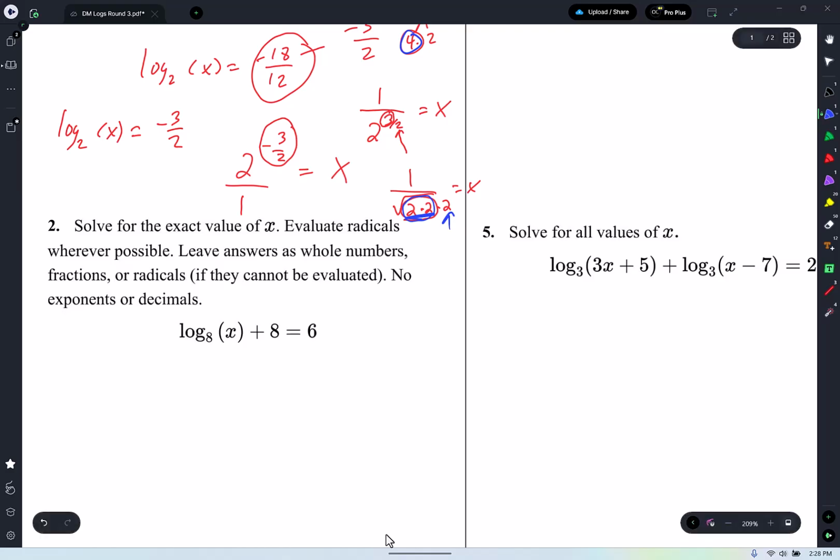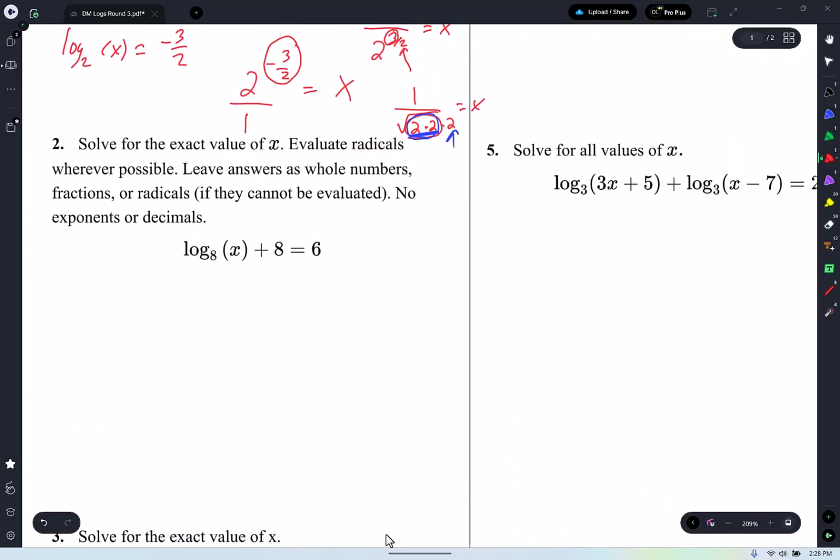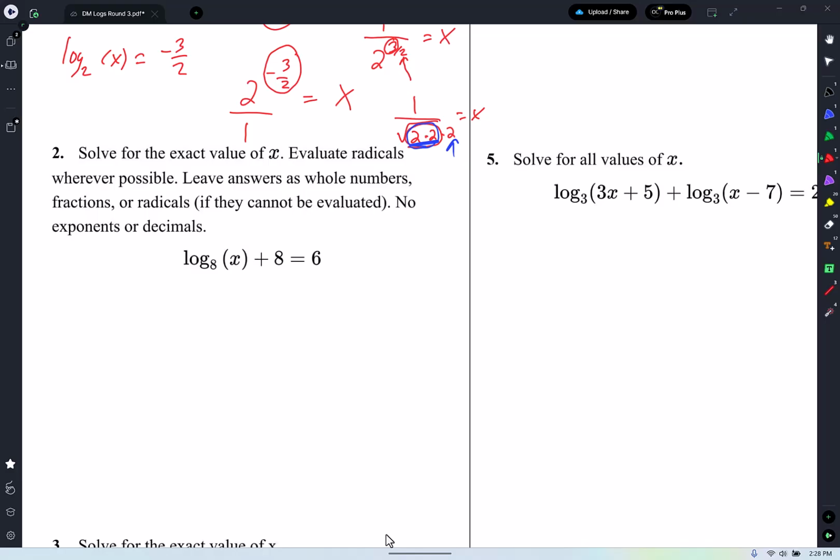Question number 2. For whatever reason, question number 2 is easier. By the way, this is just a handout created by DM. Here we go. Solve the exact value. Same thing. Move the 8, minus 8, minus 8. The difference between 6 and 8 is 2, but the 8's larger, so negative. So log base 8 of x equals negative 2.